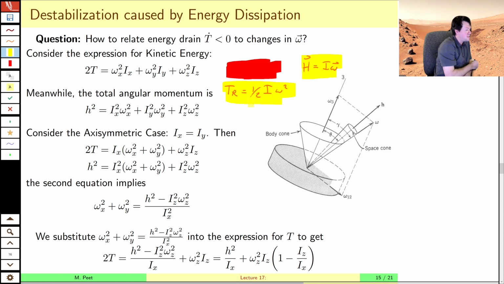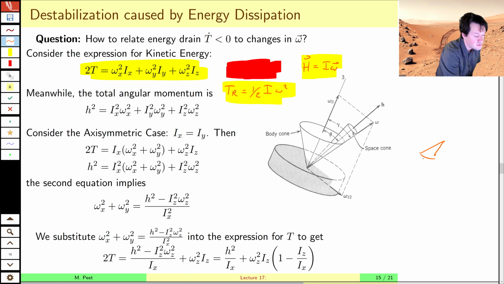So let's write down the expression for kinetic energy. We'll move the 2 to the left-hand side, and we get our expression for kinetic energy in terms of the 3 components of angular velocity, omega x, omega y, and omega z. Of course, we chose our z-axis to be the axis we're spinning about. So if we're spinning about this prolate object, omega naught, then this is our z-axis.